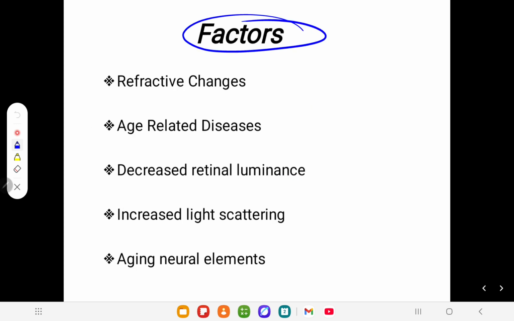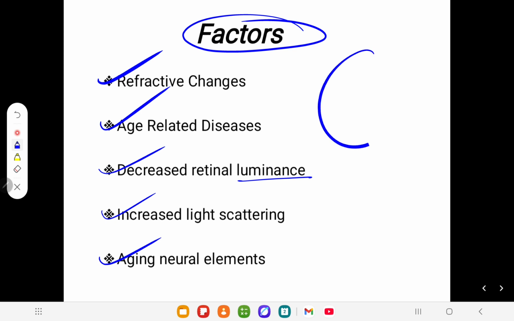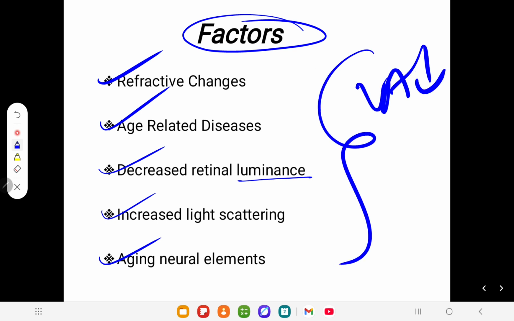So factors are basically what are the factors that decrease vision in the old. One is refractive changes. Age-related disease, definitely. Decrease in retinal illumination, no matter whether cataract or pupillary miosis. Increased light scattering, aging neural elements. So these factors commonly cause reduction in visual acuity. That's very important, the factors.